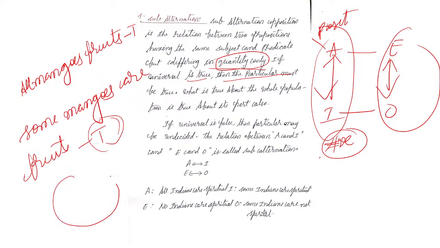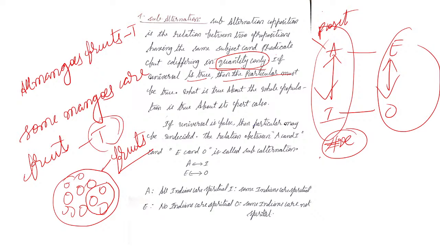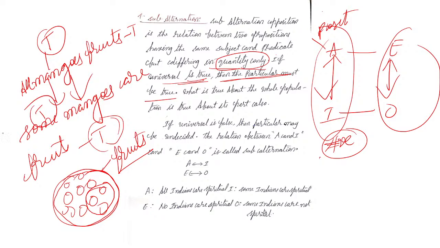We are saying all are fruits. Here these are all mangoes. All these mangoes are fruits. That means suppose I take some mangoes, these three. Are these three mangoes fruits or not? These are also under fruits, right? In this circle only. That's why if universal is true, then the particular must be true.